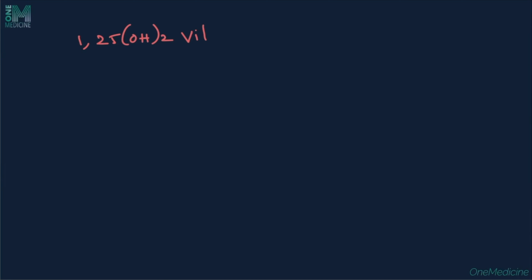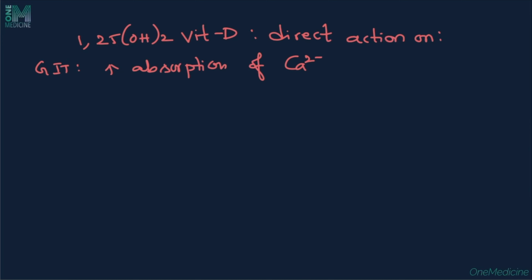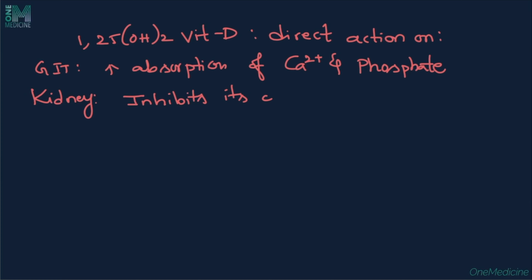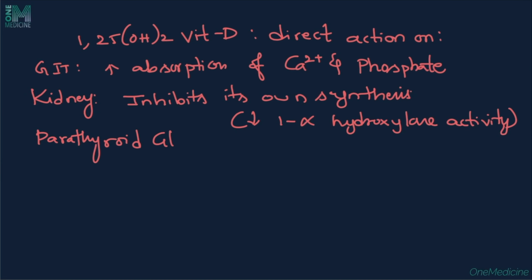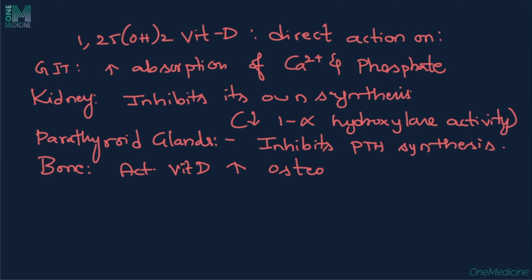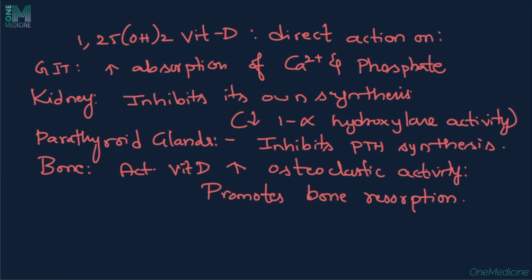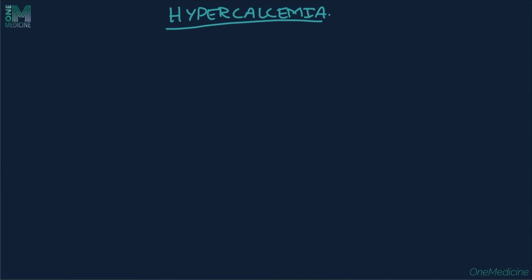1,25-hydroxyvitamin D has a direct action on the gastrointestinal tract, which includes multiple actions on different proteins, serving to increase absorption of calcium and phosphate. On the kidney, it acts by inhibiting its own synthesis by reduced 1-alpha hydroxylase activity. On the parathyroid glands, by inhibiting parathyroid hormone synthesis. On bone, at high concentrations, activated vitamin D increases osteoclastic activity and promotes bone resorption. Hypercalcemia. Hypercalcemia with a serum calcium concentration of more than 10.5 mg per deciliter is common.